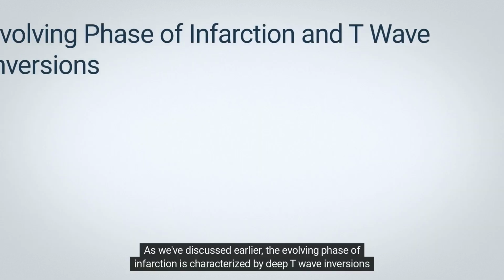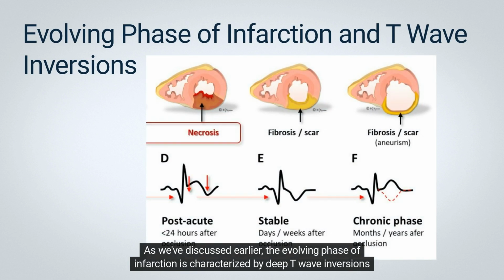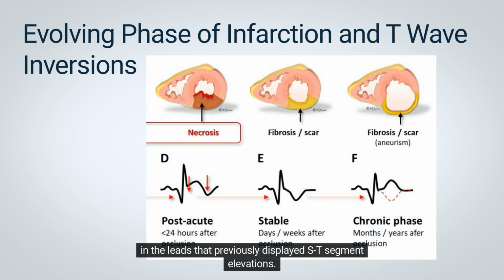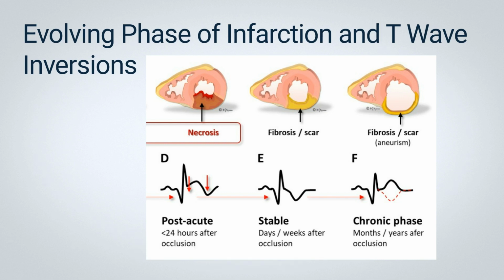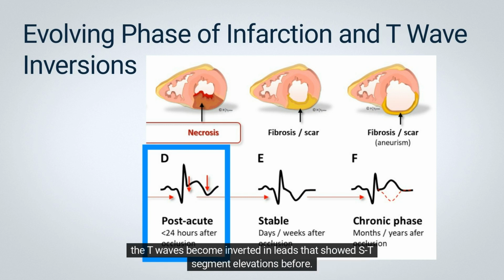As we discussed earlier, the evolving phase of infarction is characterized by deep T wave inversions in the leads that previously displayed ST segment elevations. This phase usually occurs hours or even a few days after the acute phase. During the evolving phase, the elevated ST segments start to return to the baseline, and simultaneously, the T waves become inverted in leads that showed ST segment elevations before.